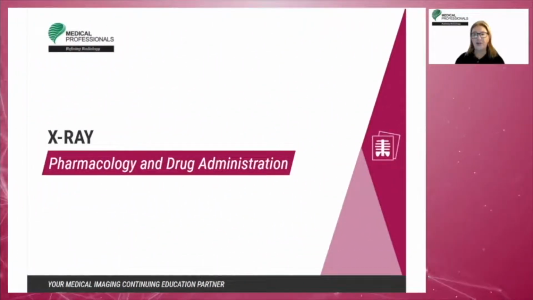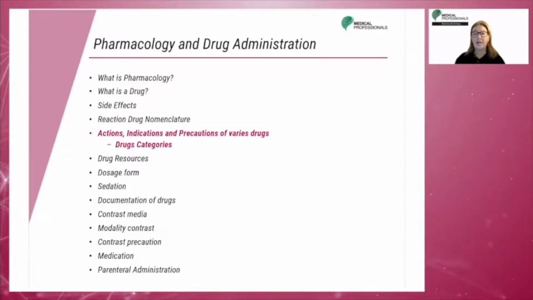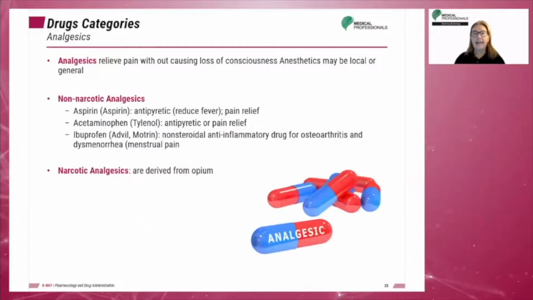In this section, we will review drugs based on their actions, indications, and precautions. Drugs are listed with the generic names followed by the brand names in brackets. Analgesics are used to relieve pain without causing loss of consciousness. Anesthetics may be local or general.